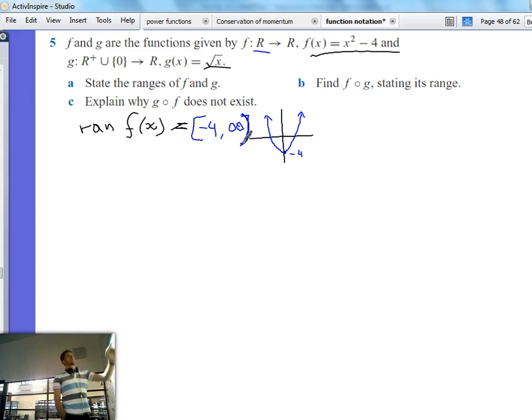All right, now what about the range of g? You can write ran for short. The range of g of x. All right, let's look at the function here. The domain is all real.